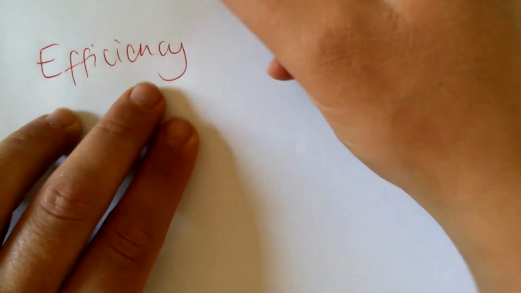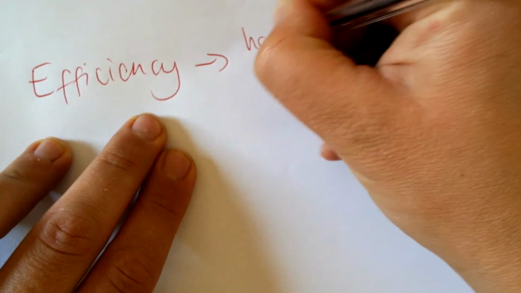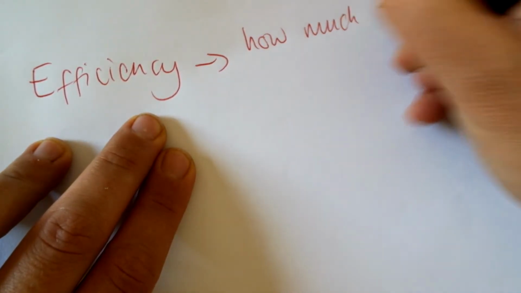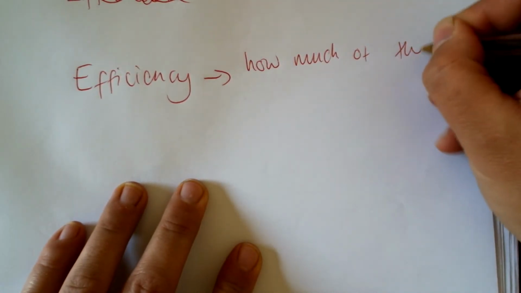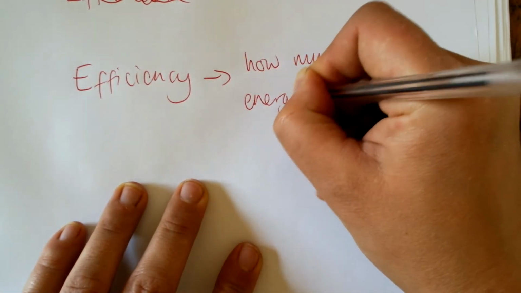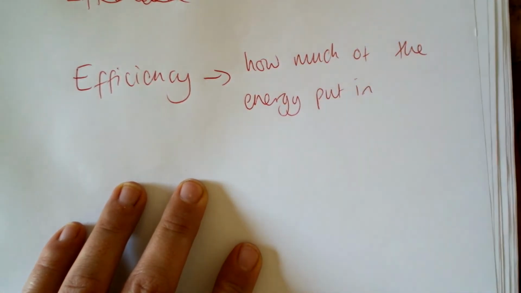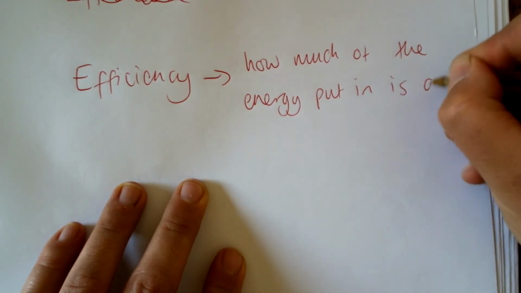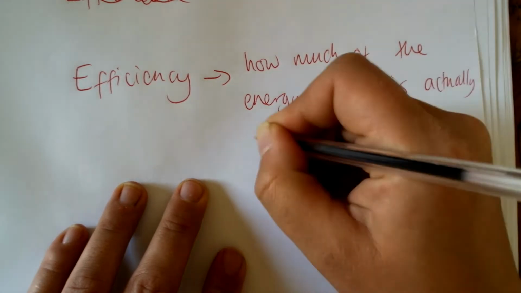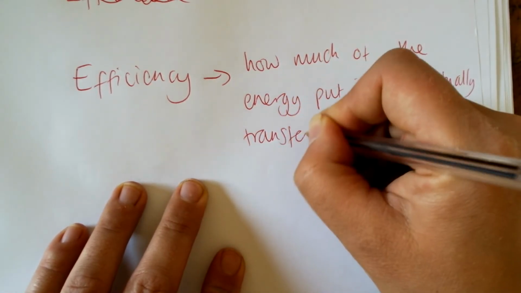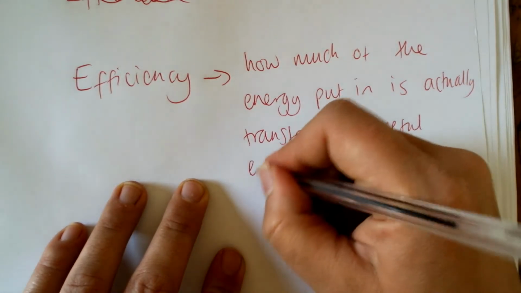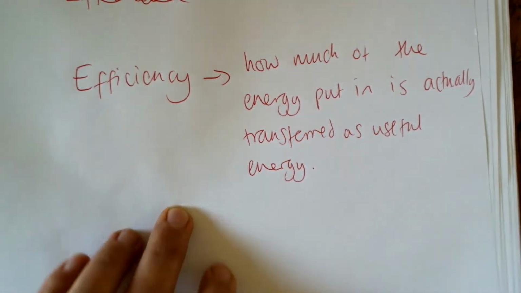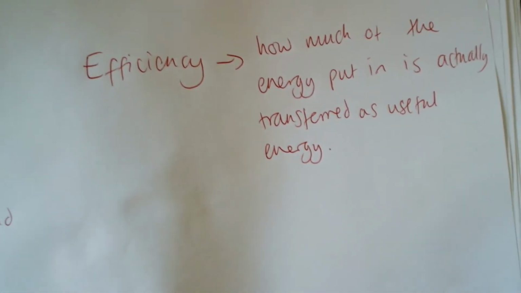So efficiency basically is how much of the energy put in is actually transferred as useful energy. So the maximum efficiency would be 100%.